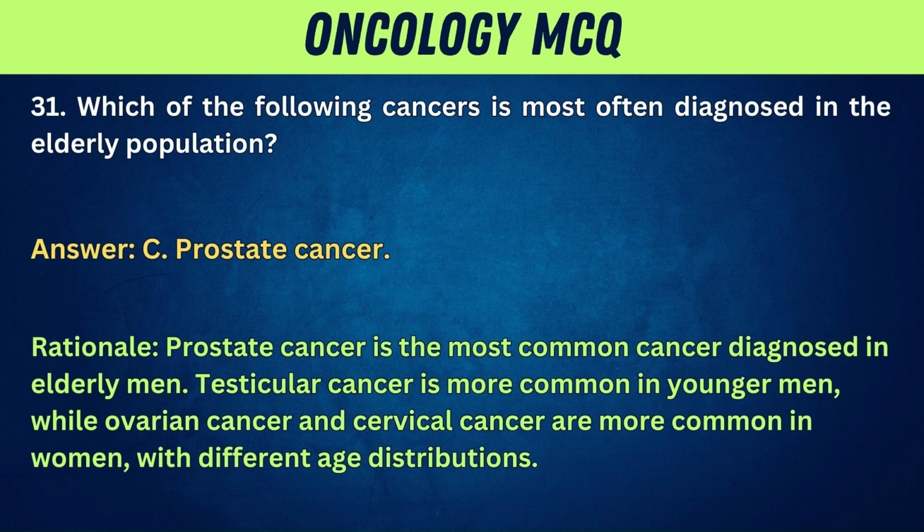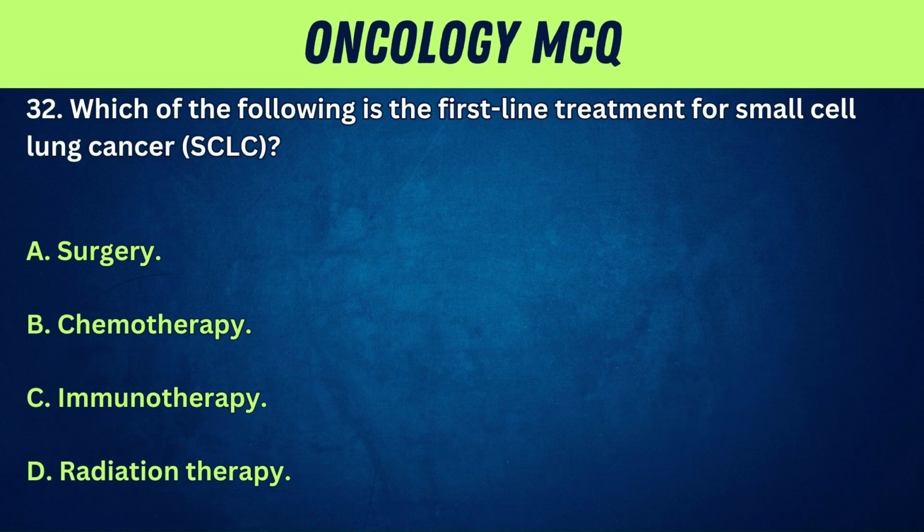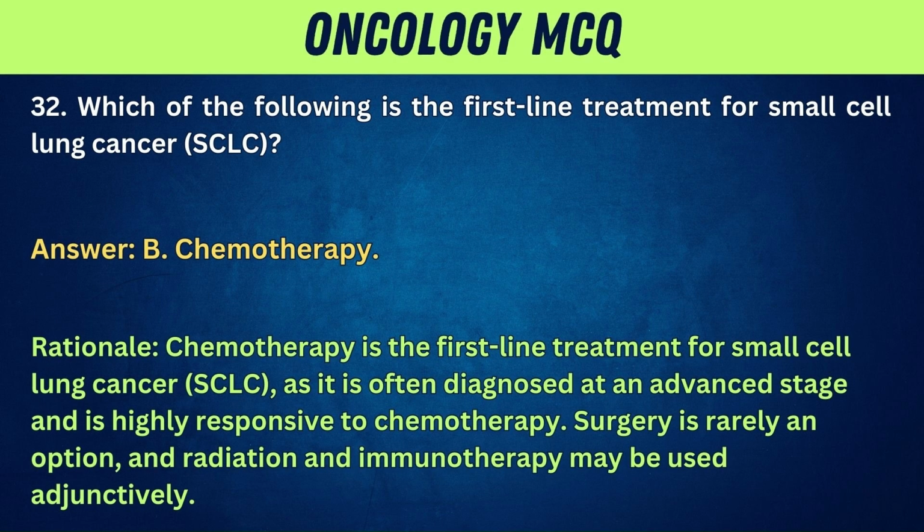Testicular cancer is more common in younger men, while ovarian cancer and cervical cancer are more common in women, with different age distributions. 32. Which of the following is the first-line treatment for small cell lung cancer, SCLC? A. Surgery. B. Chemotherapy. C. Immunotherapy. D. Radiation therapy. Answer: B.